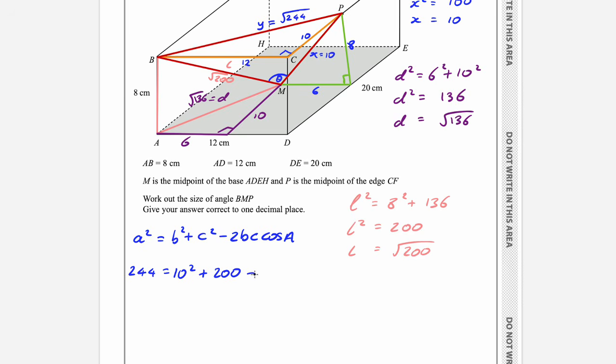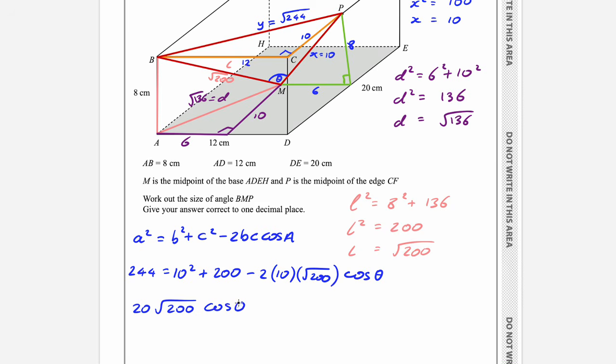And then minus 2 times 10 times root 200 times cos theta. Okay, and then let's bring this over. Sorry, I'll add this term to the right. You can do this a few different ways, I'm just trying to think what's easier. So this will become 20 root 200. I'm adding this to the left, so it becomes positive, and I'm doing the 2 times 10 is 20 in one go.